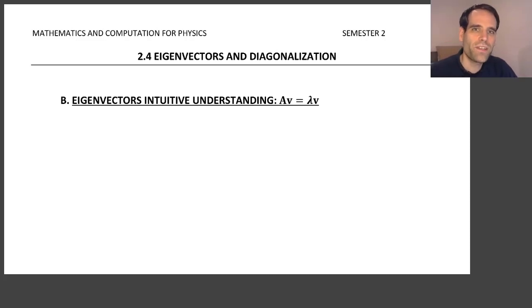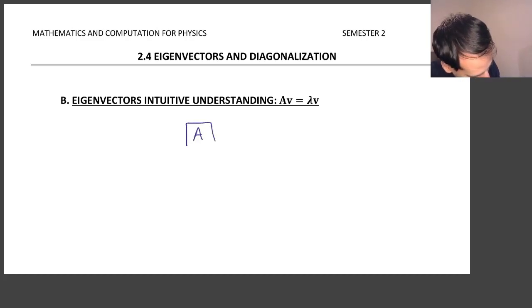So let's recap what we know about eigenvectors. Imagine we have a linear transformation given by a matrix A. As you know, this linear transformation takes in a vector v and produces a vector A times v.